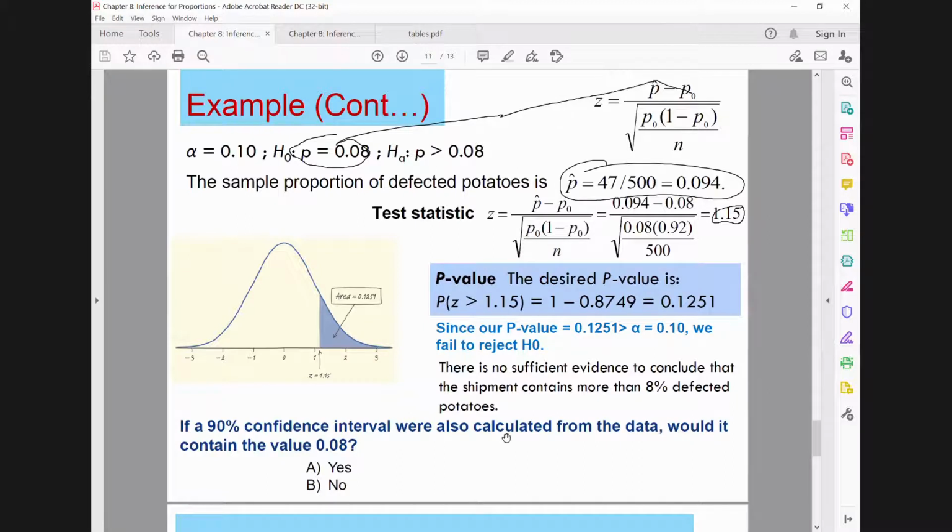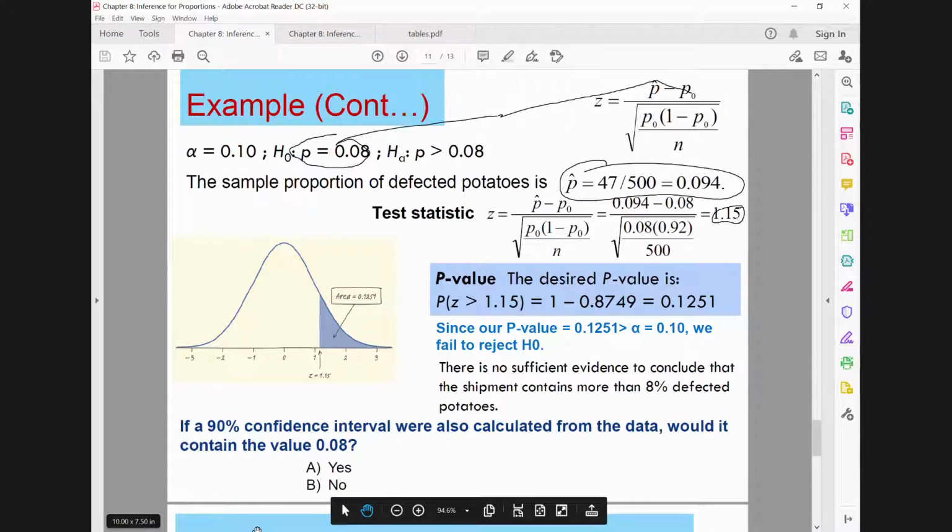That means we don't have enough evidence to conclude that this truck contains more than 8% defects. We are not sure if we have less than 8%, but we are sure we cannot conclude that we have more than 8%. Right now we fail to reject the null hypothesis.